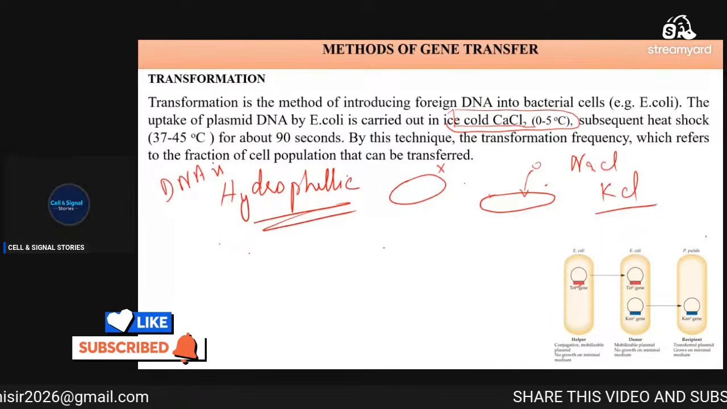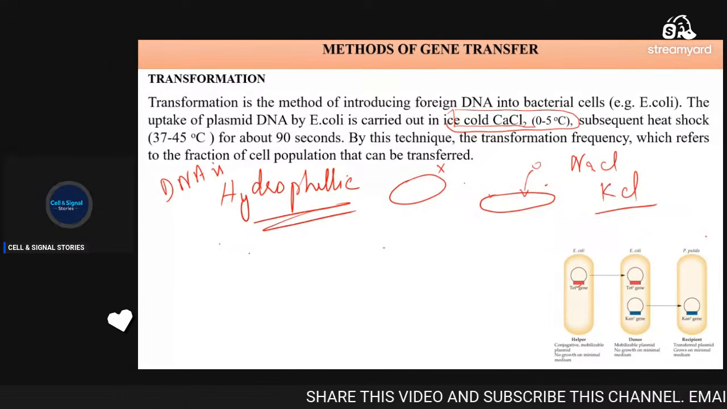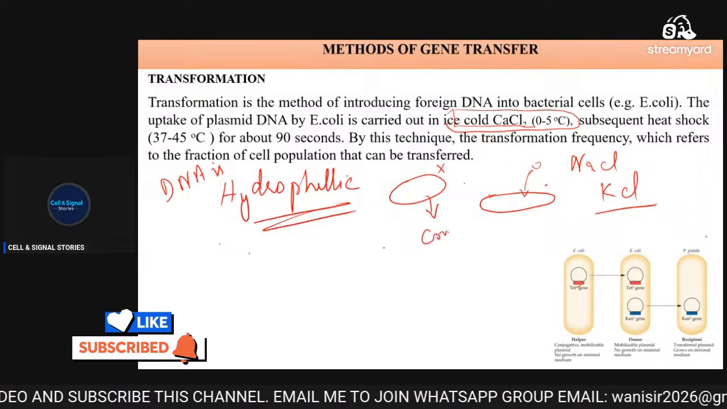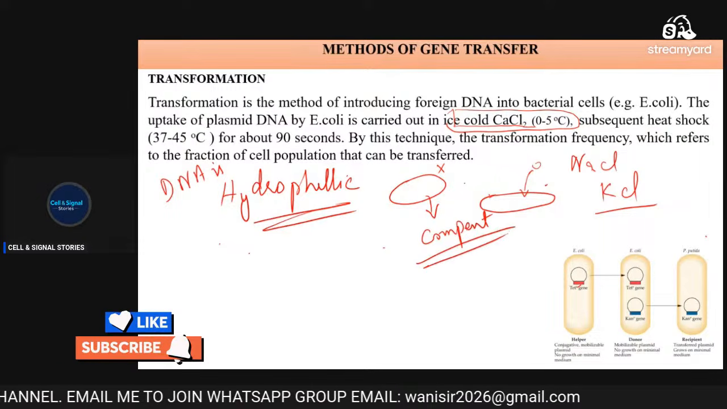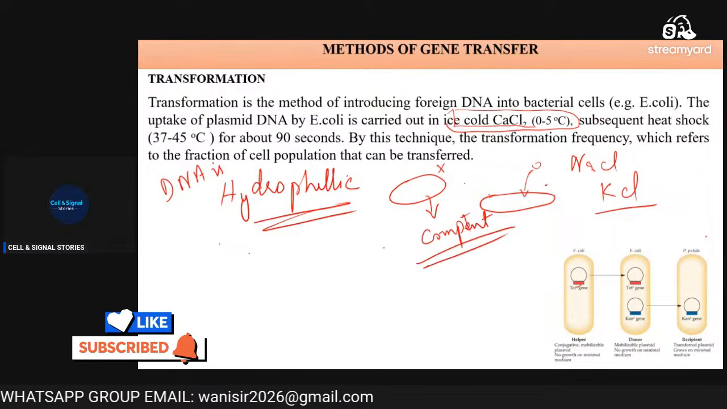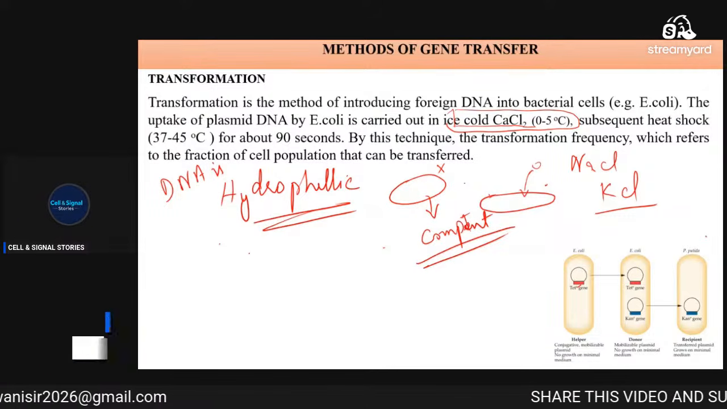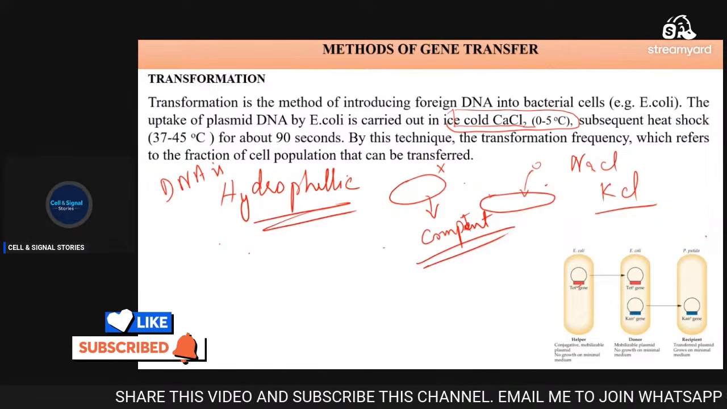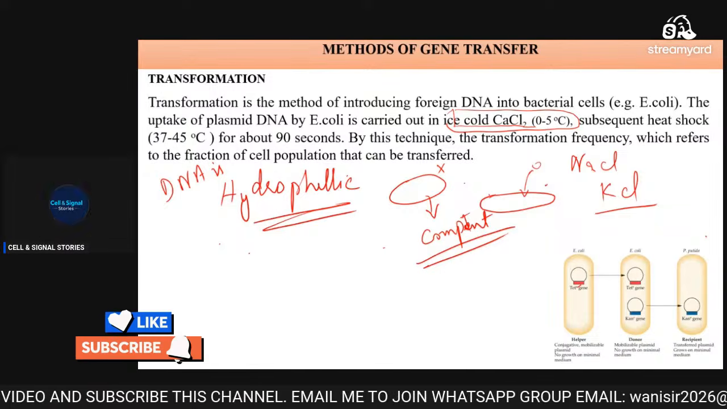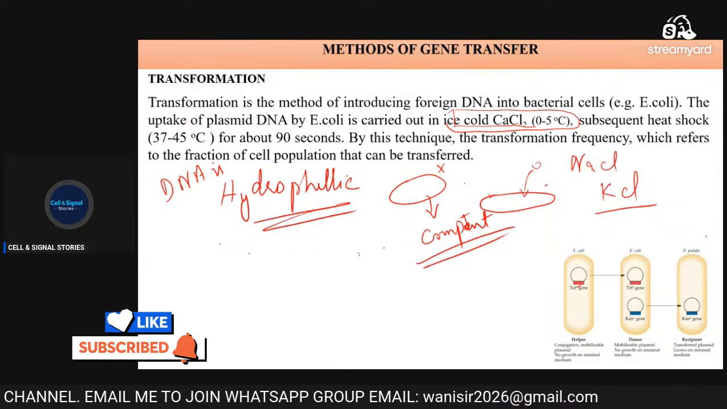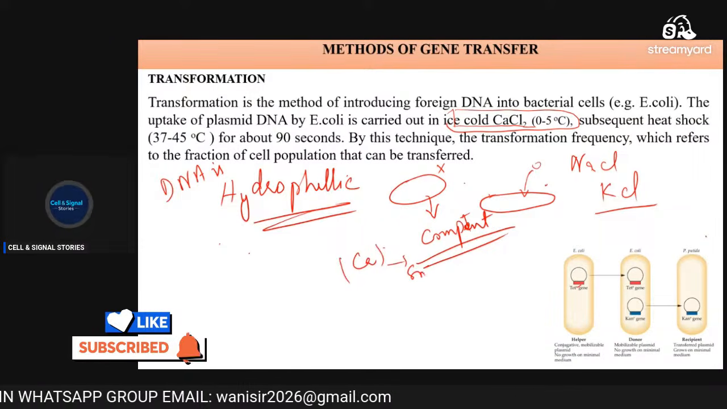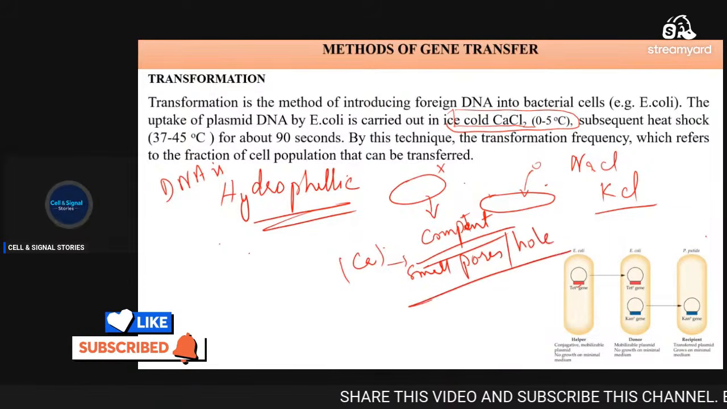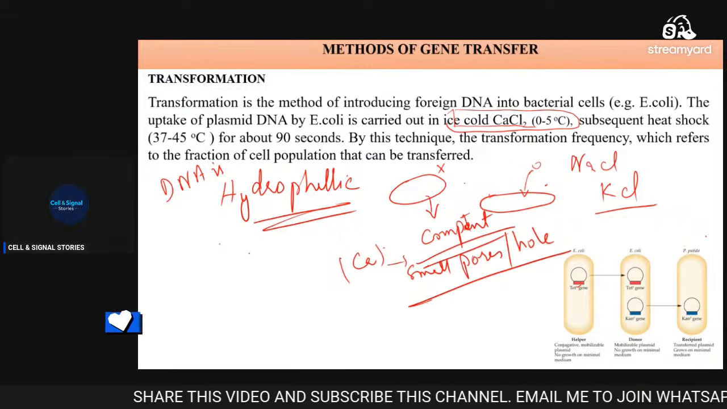Hence, in order for it to be internalized by the bacteria, the bacterial cells must be made competent. So how can we make them competent? This can be achieved by making small holes in the bacterial cell by suspending them in a solution containing a high concentration of calcium. This is why we use calcium. It makes small pores, or small holes, so that the hydrophilic DNA will enter into the bacterial cell.